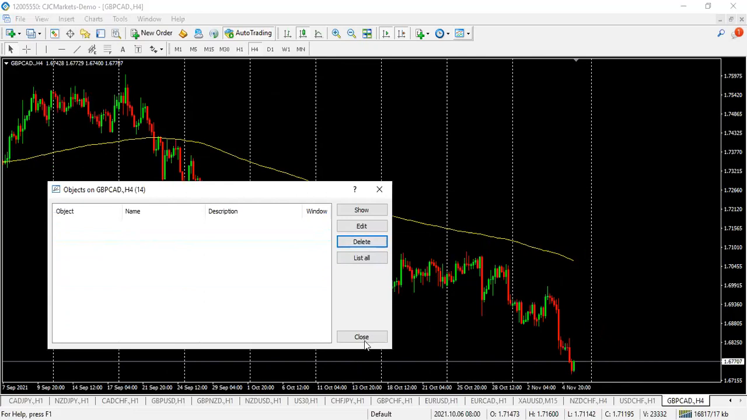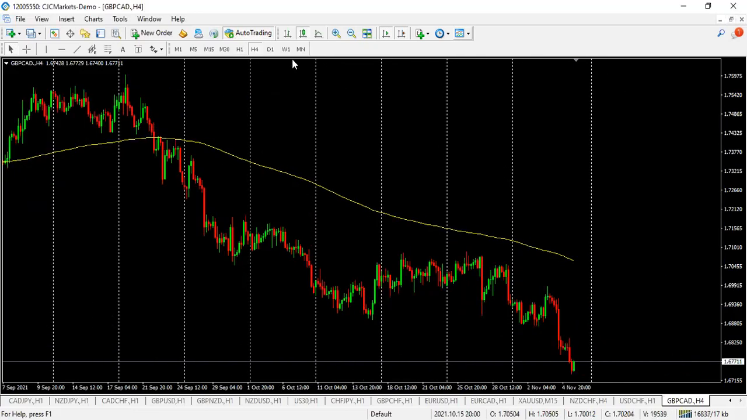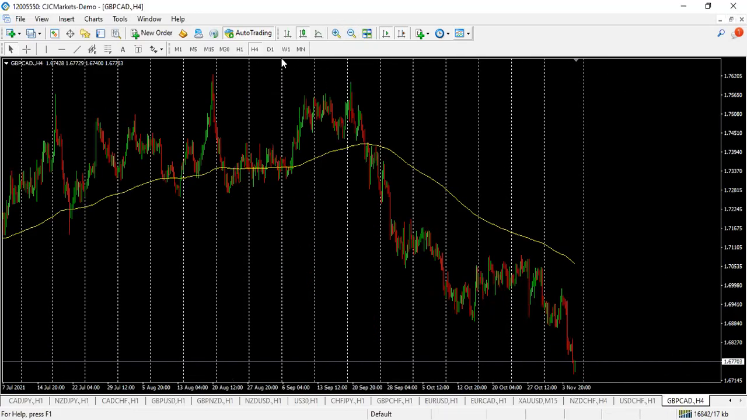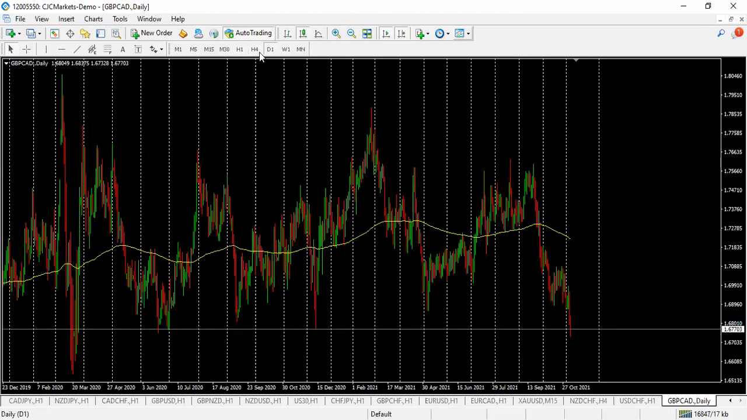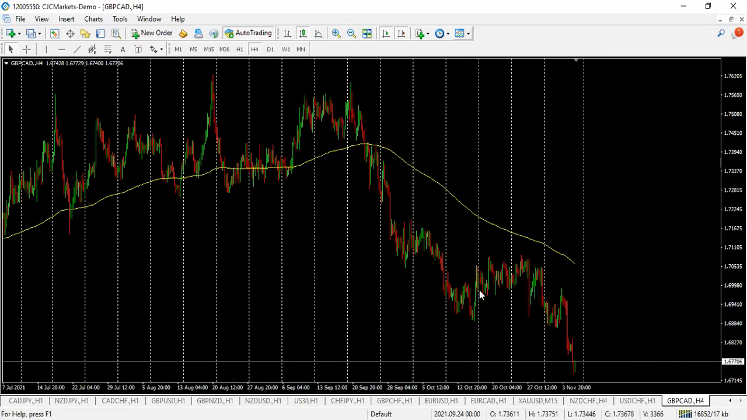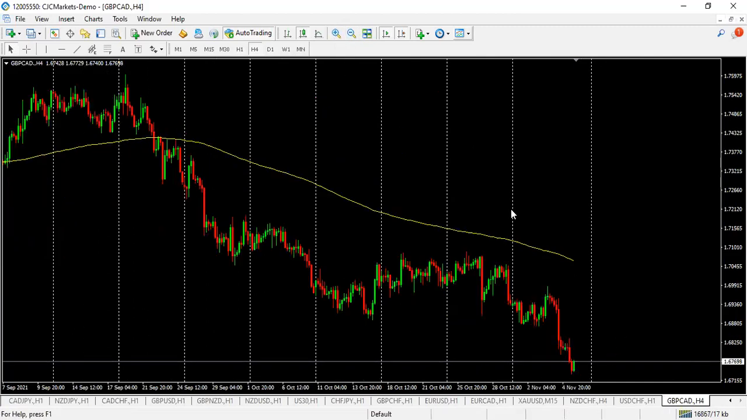Based on our explanation, who can tell me what is the structure of this market? Let me not make it too complex. What is the structure of this market based on what we just talked about? Who can tell me?